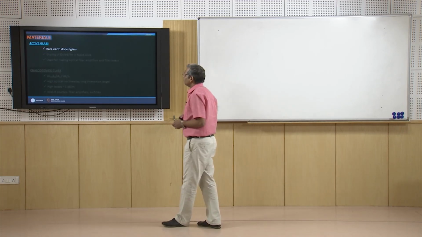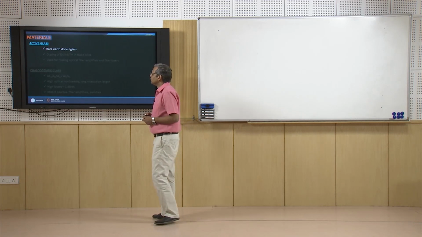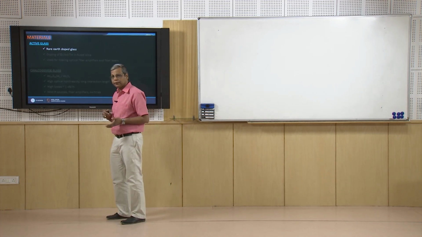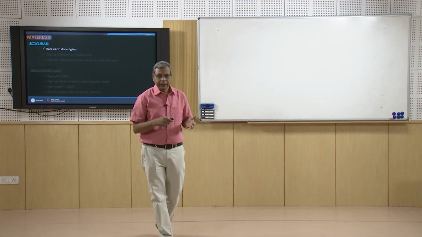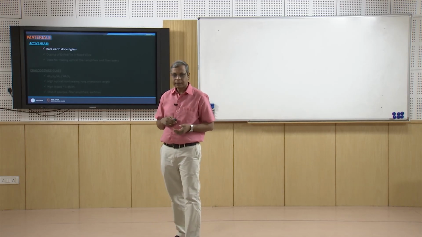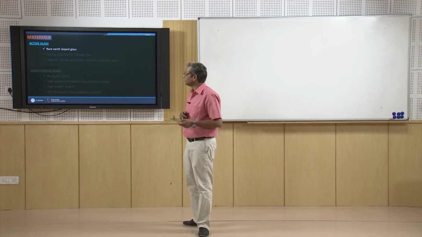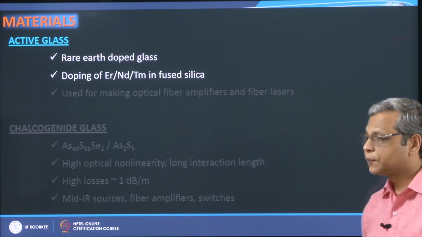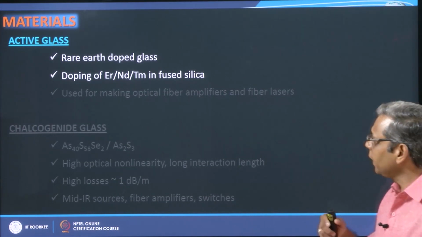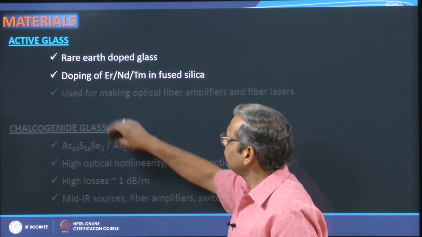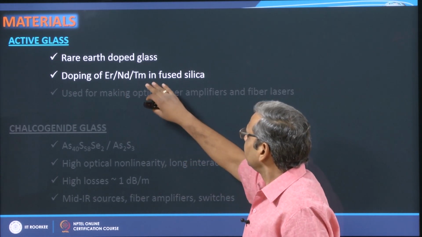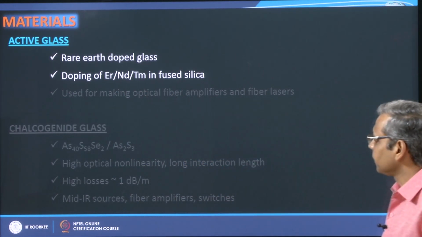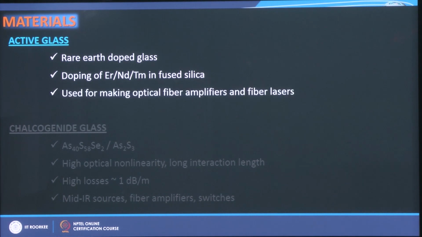Then we can also have active glass. What we can do is actually dope certain materials, rare earth elements, into silica glass, and out of that we can make active glass. So, doping can be of erbium, neodymium, thulium infused silica, and these glasses are used for making optical fiber amplifiers and fiber lasers.